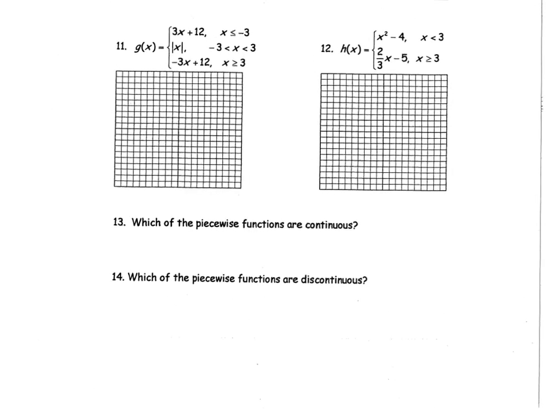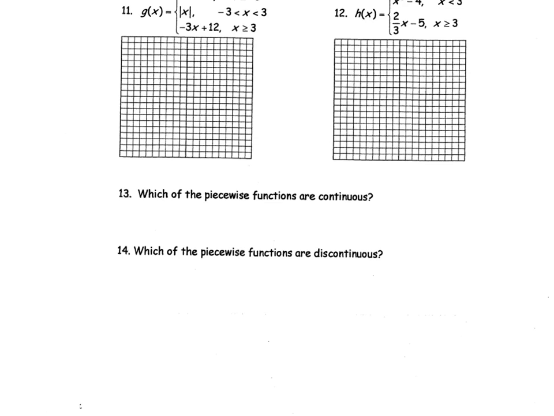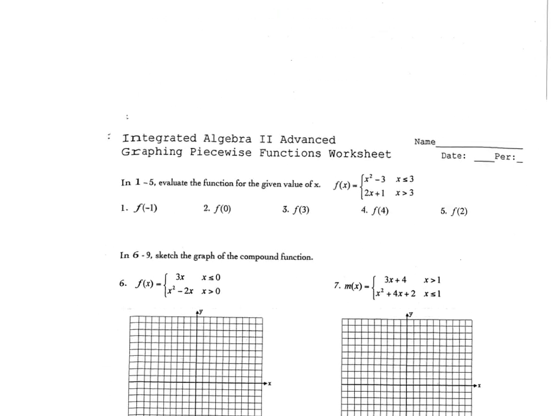Which of the piecewise functions are continuous? So they're wanting you to say the number. Which one is discontinuous? So what does continuous mean? Let's just say you never pick your pencil up. What I mean by that is you can draw a straight line, it could look like this, but you're never actually picking your pencil up. Discontinuous would be like it goes to here, then here. That would be a discontinuous graph. So they're wanting to know which numbers are discontinuous and which ones are continuous.